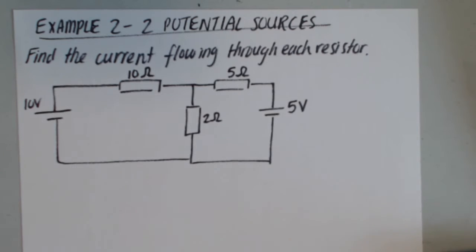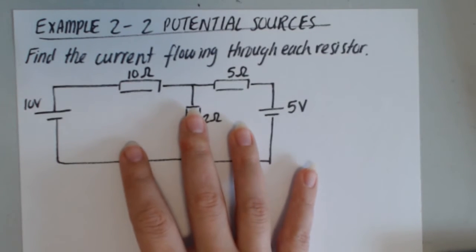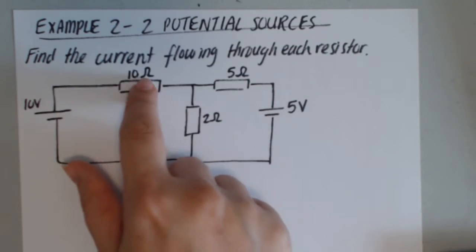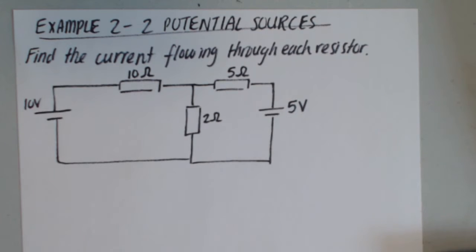Hello everyone, welcome to your second example on solving an electric circuit with two potential sources. So we need to find the current flowing through each of these resistors. We have two potential sources, 10 volts and 5 volts. We've got these three different valued resistors.